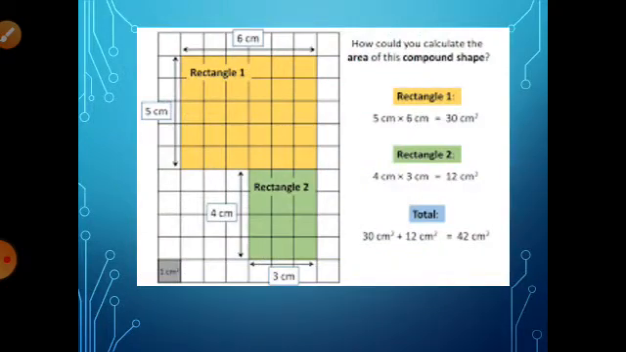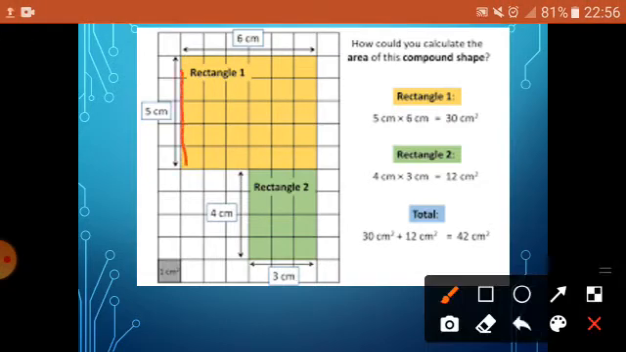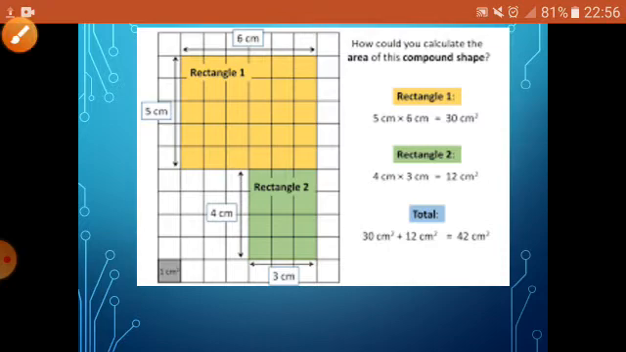Here is an example in front of you. As you can see, I have a composite figure that is a combination of rectangle 1 and rectangle 2. Rectangle 2 is the green one, rectangle 1 is the yellow one. The colors are just telling you that this is one whole shape, and I just split this shape into two parts. As you can see, the measurements of rectangle 1 are 6 centimeter and 5 centimeter. So the sides, lengths and breadths, are given.